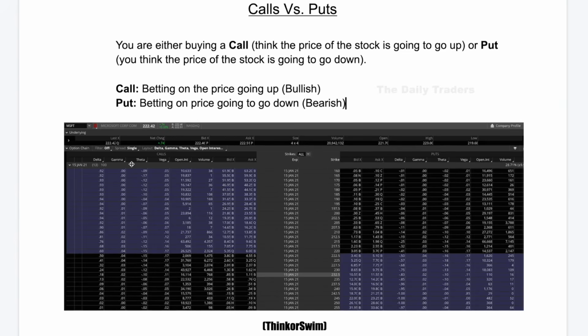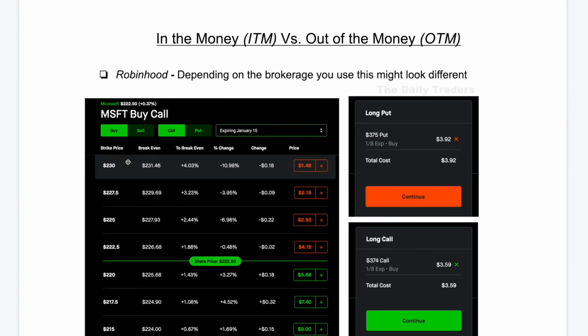In this next lesson, I'm going to go over these different columns and I'm going to show you how you actually buy an option. But there's a couple more things you're going to need to know before you make your first options trade. And that is in the money, ITM, versus out of the money, OTM. I'll show you what in the money and out of the money looks like on Robinhood's platform and TD Ameritrade's platform. And I'm sorry if you have another platform that's not one of those, but there's dozens and I just don't have time to cover every single one.